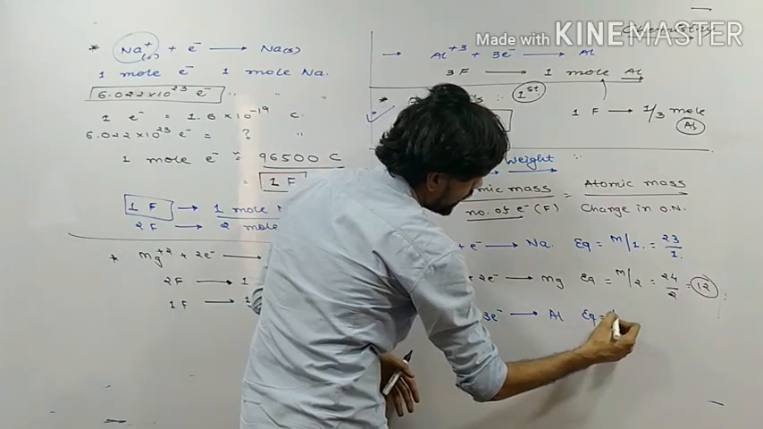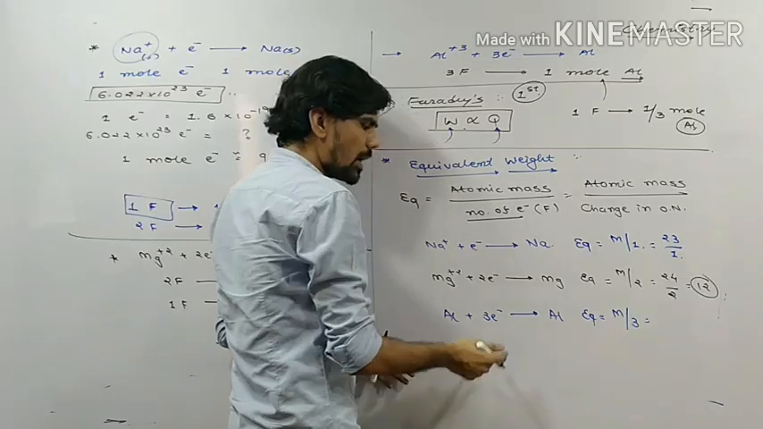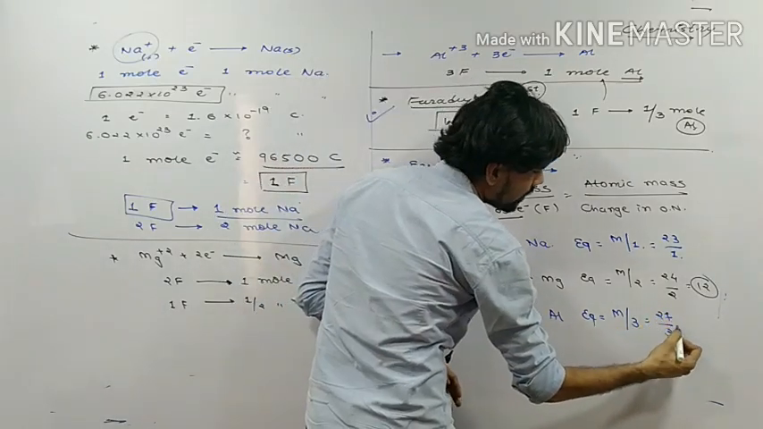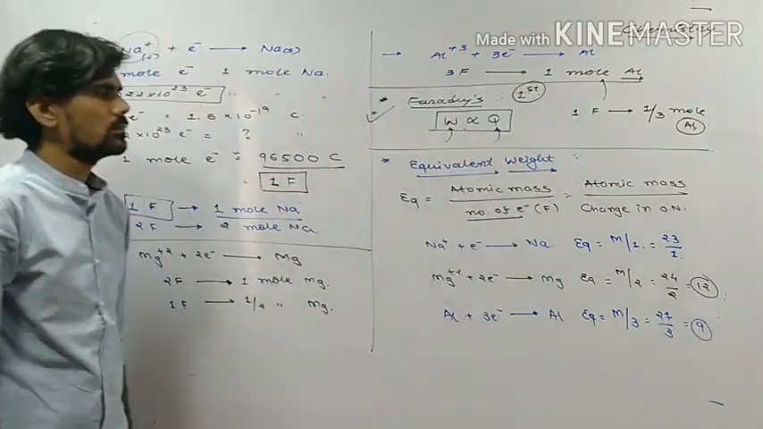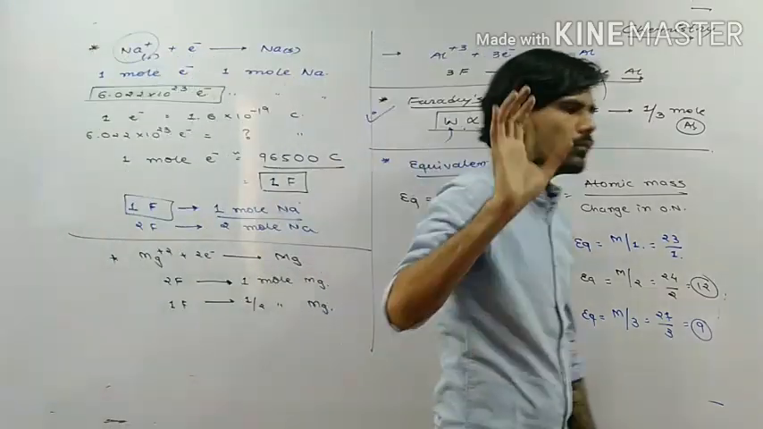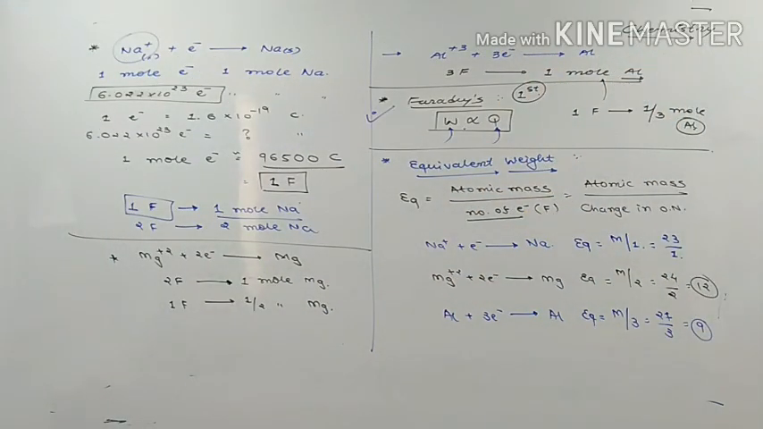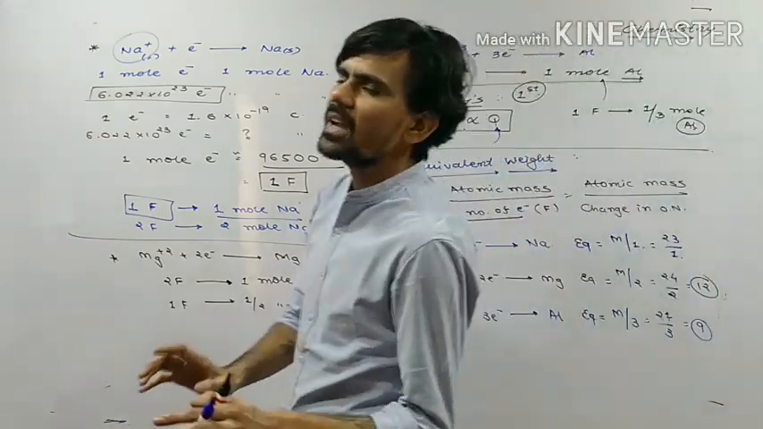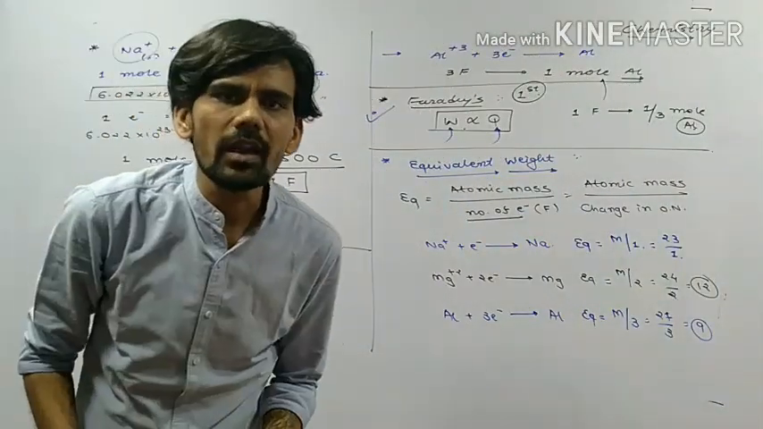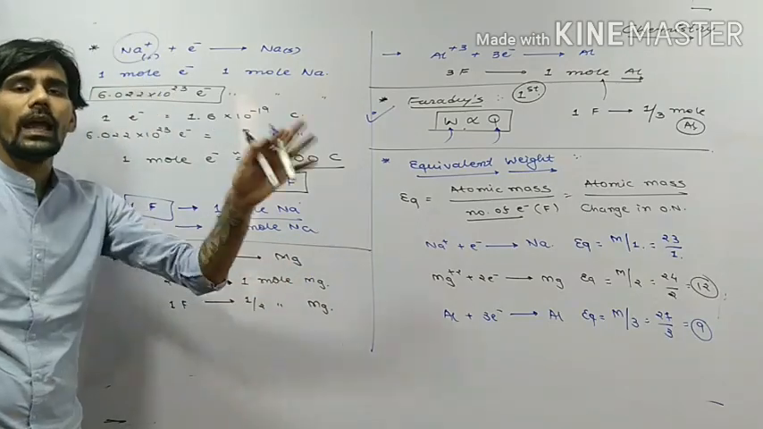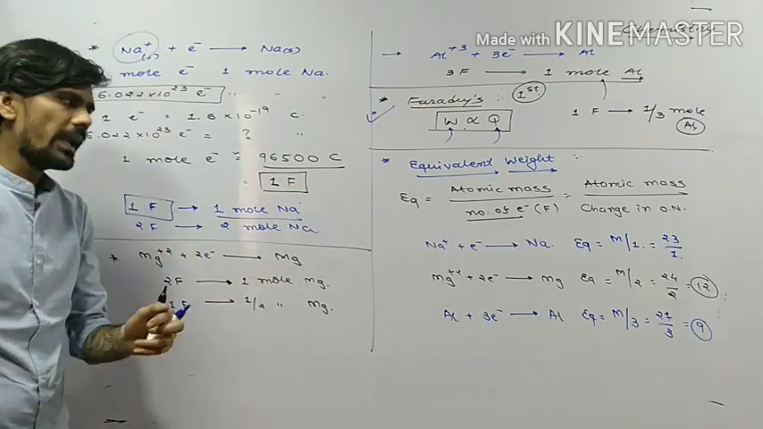Aluminium equivalent weight should be M by 3. Atomic mass of aluminium is 27. 27 by 3 is 9. So, equivalent weight of any compound or any ion is the atomic mass or molecular mass of that compound or ion divided by the number of electrons or number of Faradays or change in oxidation number. With the help of this equation, we can find the equivalent mass of any ion, atom, or compound.